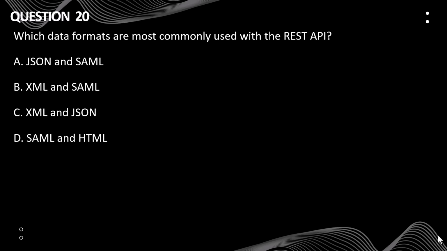REST, or representational state transfer, is an architectural style that is used for designing networked applications. It uses lightweight data formats for exchanging information between the client and the server. And the two most common formats it uses are XML and JSON. So the answer here is option C.